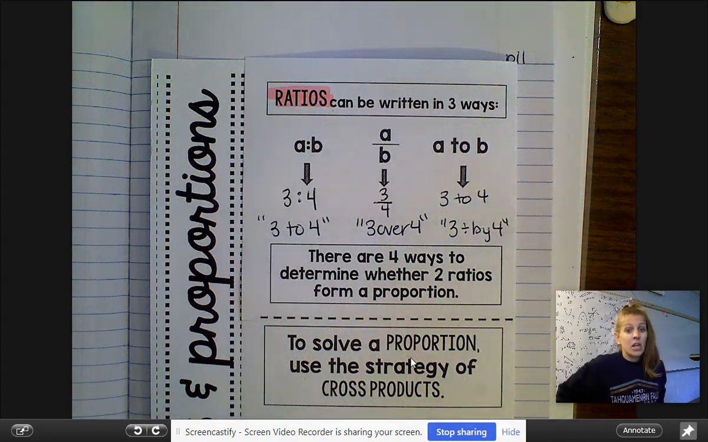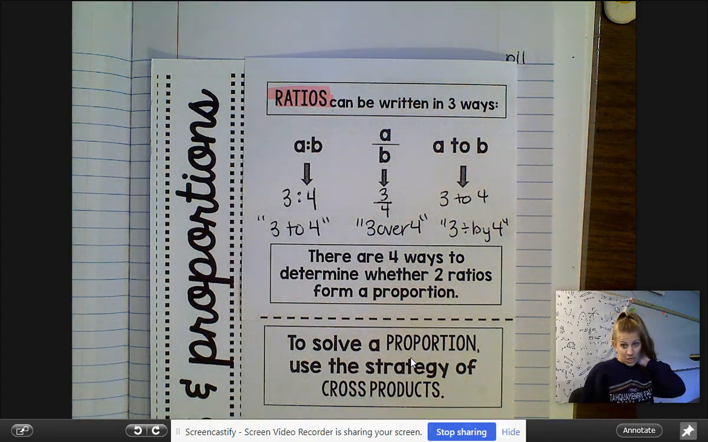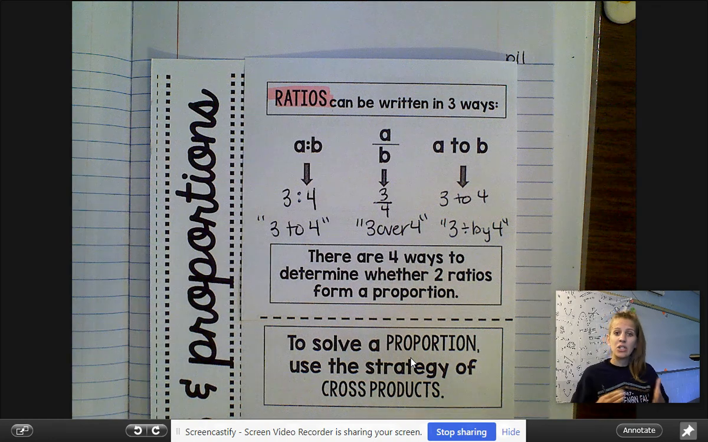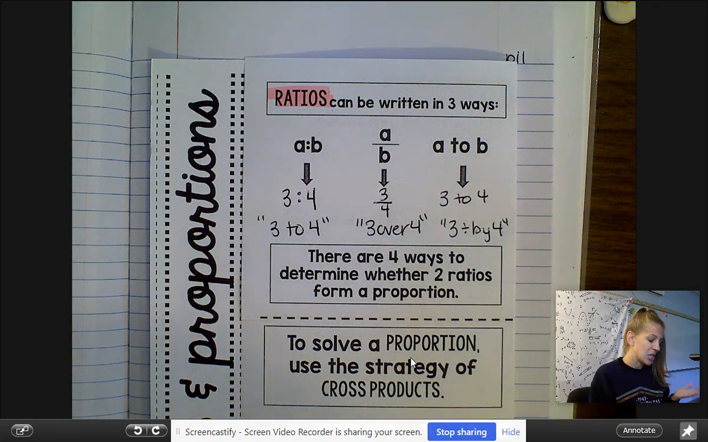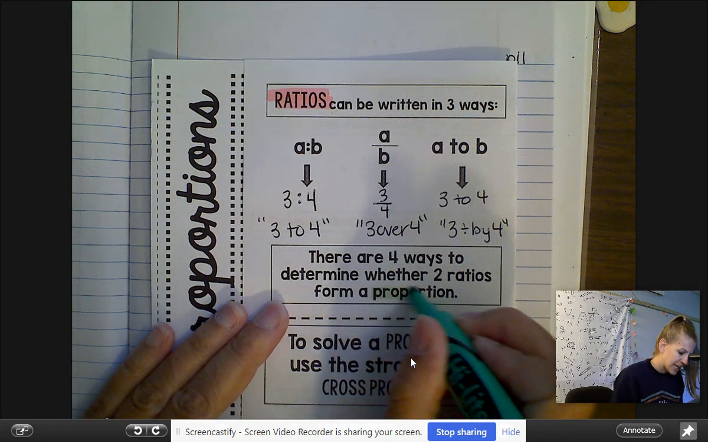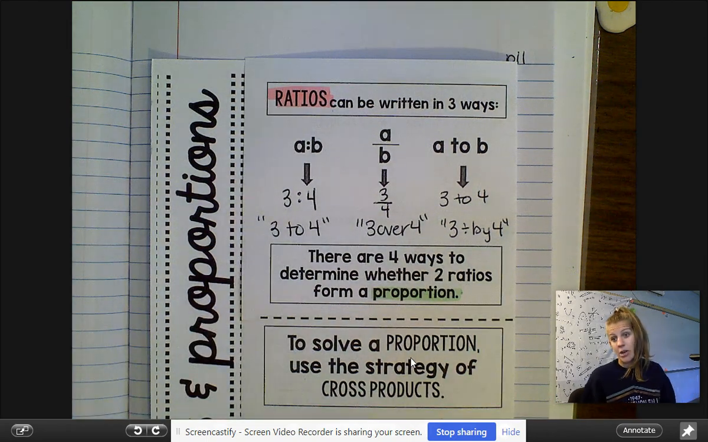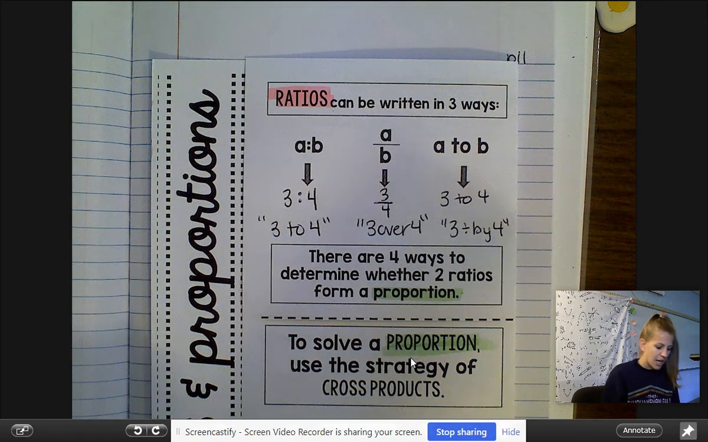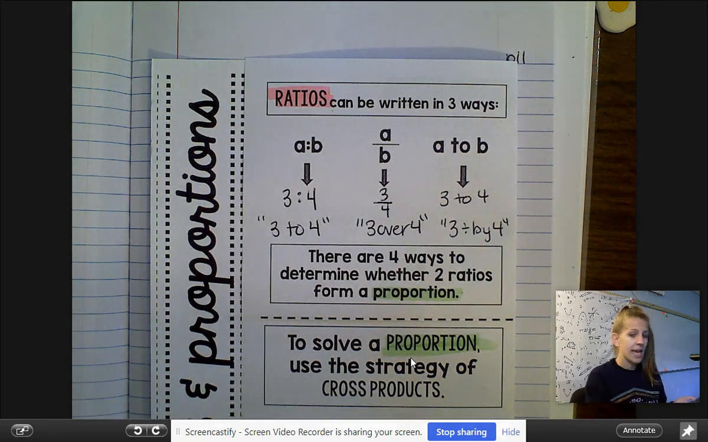And then when we are looking at ratios on their own, there are 4 different ways that we can determine whether 2 ratios form a proportion or not. What it means to be proportional is to be the same ratio. So I have one ratio on one side, one ratio on the other. Maybe they don't look the same, but I can figure out if they're the same one of 4 different ways. Okay, and if they are, then they are proportional.